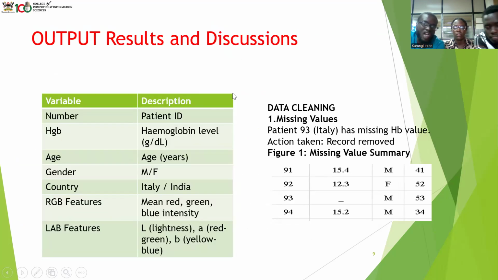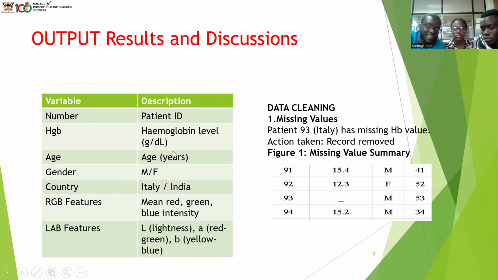Before we start with the output results and discussions from the exploratory data analysis, EDA, we first have to understand the variables that we shall use in our data set. The number variable represents the patient ID. The HbG is the hemoglobin level, measured in grams per deciliter. The age of the person is in years, the gender is male or female, and the country is Italy or India. Then for the image analysis, we shall deal with the RGB values, the mean red, mean green, and others.